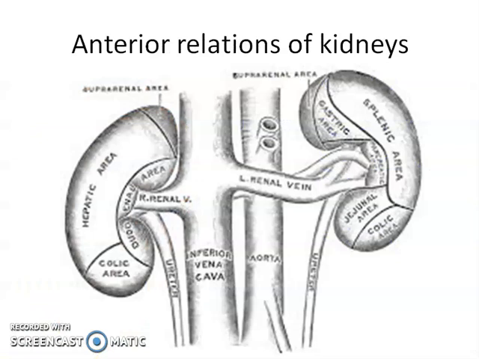Relations of the kidney. Firstly, the anterior relations of the kidney. The anterior surface is convex and directed forward and laterally, and it is partly covered by the peritoneum. Relations of anterior surface of both the kidneys, that is right kidney as well as left kidney, differs because of its position.